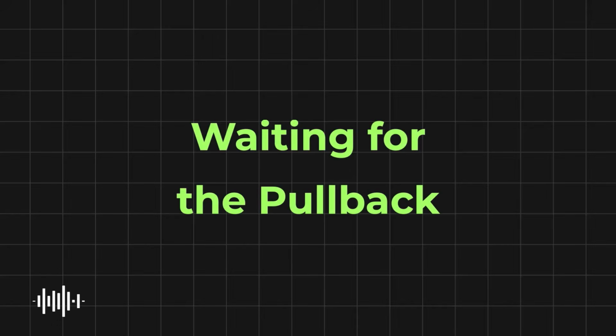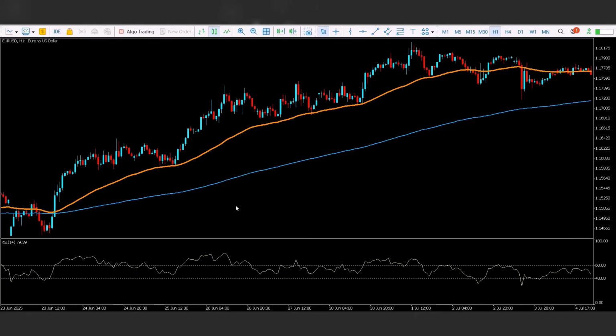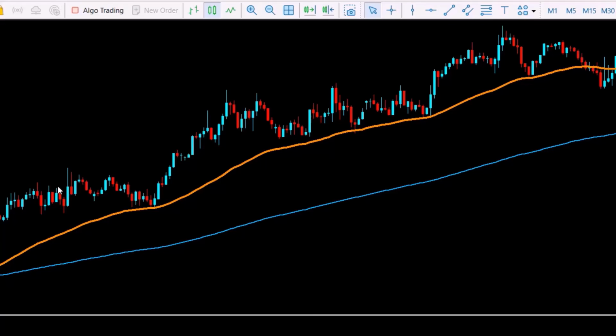Waiting for the pullback. Once we identify the trend, the next step is to wait for a pullback. If the market is in an uptrend, that means price is above the EMA 200. But we don't want to buy after price has already moved too far up, because that usually means a late entry. Instead, we wait for price to pull back.